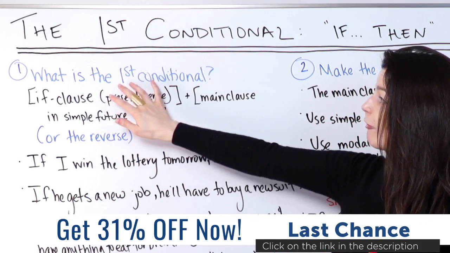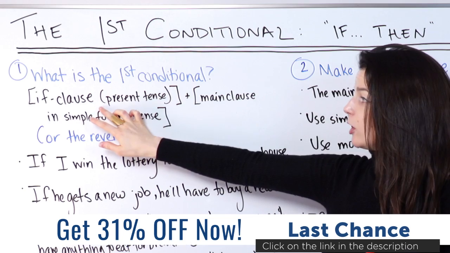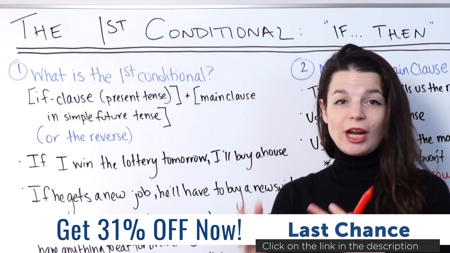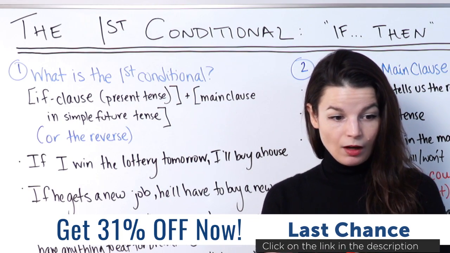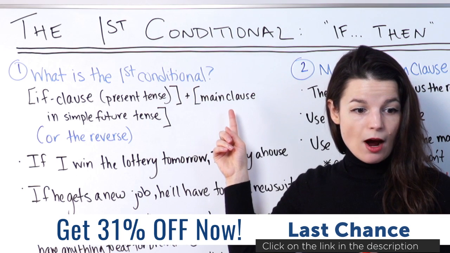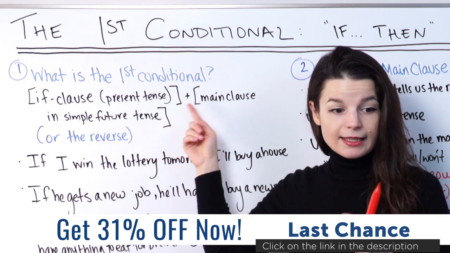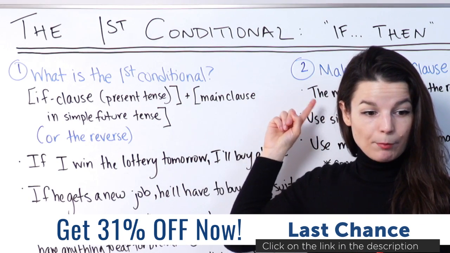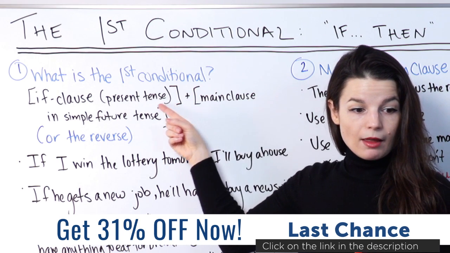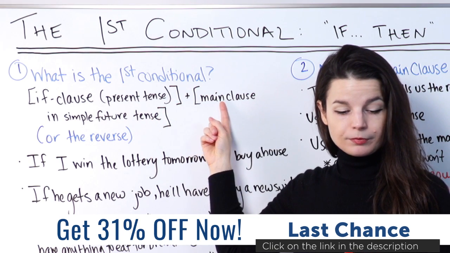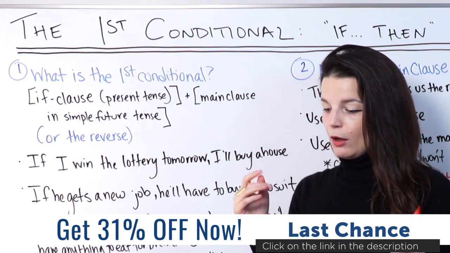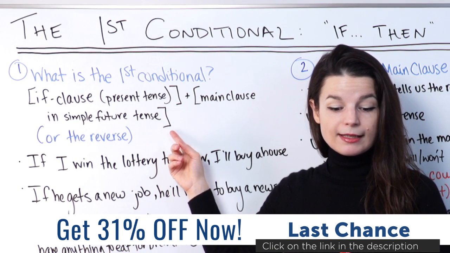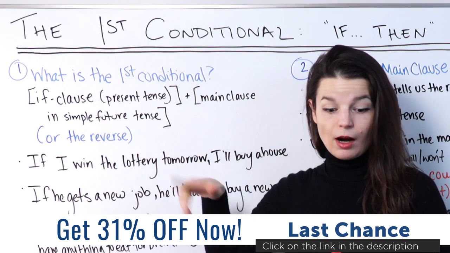So when we make the first conditional, our if clause uses the present tense. So we don't need to change our verbs in the if clause. When we make the first conditional, our main clause is also just like a simple future tense statement. I'll talk about this more in part 2 of today's lesson, but in your main clause, you won't use past tense or perfect tense, nothing like that. We're going to use very simple future tense statements here, about our future actions.